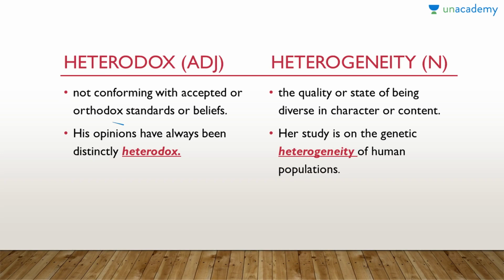Heterodox is an adjective, which means not conforming with accepted or orthodox standards or beliefs. In a sentence, it will read, his opinions have always been distinctly heterodox. Heterogeneity is a noun, which means the quality or state of being diverse in character or content. In a sentence, it will read, her study is on the genetic heterogeneity of human populations.